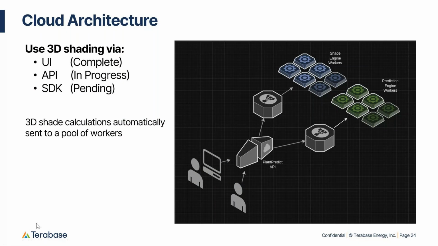So architecturally, something I think that's a little bit interesting is that there's a set of workers in the cloud that runs predictions, and there's a set of workers in the cloud totally separate from the prediction engine that runs these shade engine calculations. So you'll never get crosstalk or have a bunch of predictions delay your 3D shade workers or vice versa. And theoretically, you could talk to these workers via the website UI like Jason just did, or through the API or the SDK.